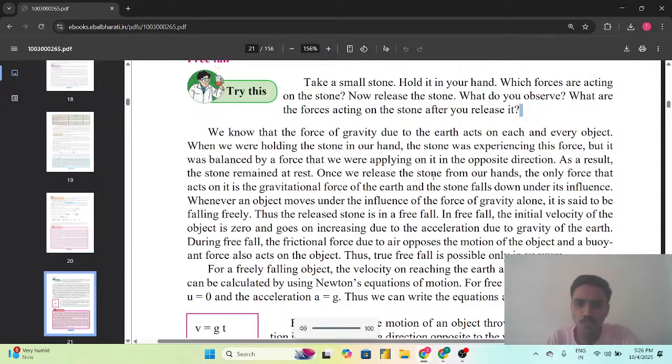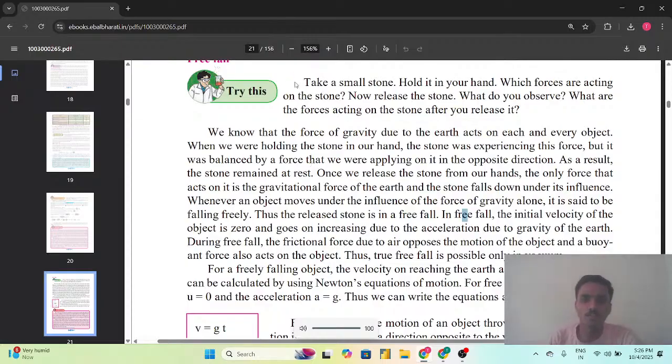Once we release the stone from our hands, the only force that acts on it is the gravitational force of the earth, and the stone falls down under its influence. Whenever an object moves under the influence of the force of gravity alone, it is said to be in the state of falling freely. Thus, the released stone is in free fall.